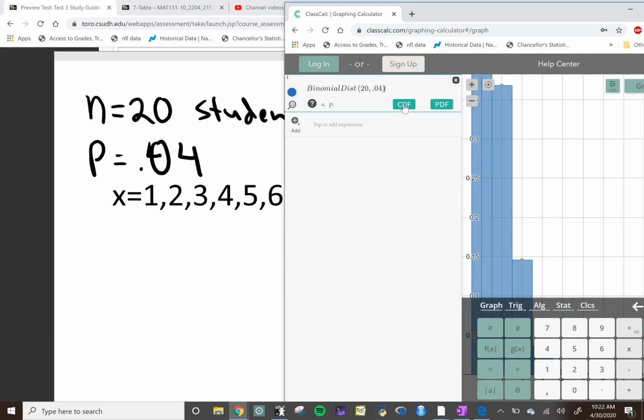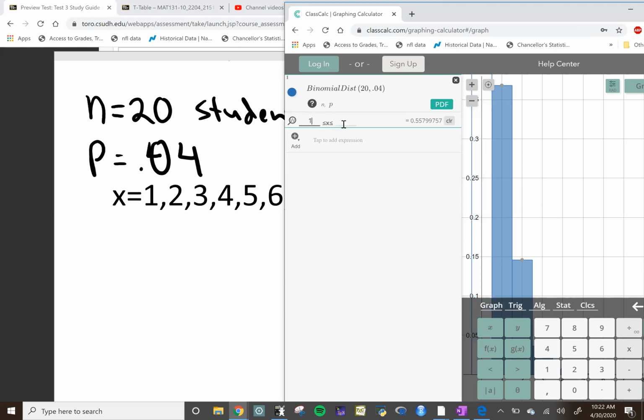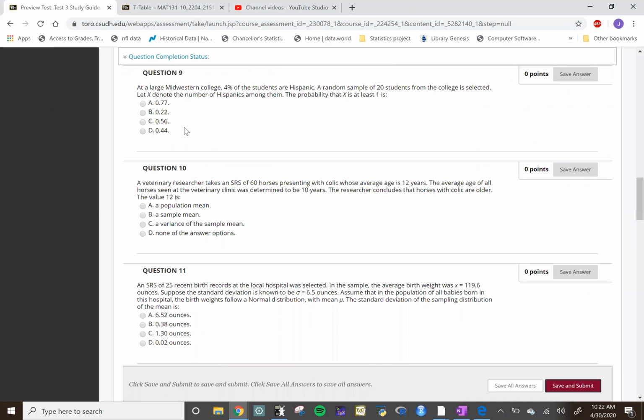And then what we're going to do is just hit CDF. For CDF, we put 1 to 20. So if you do 1 to 20, you get 0.5579, or you could say 0.558. Let me see which option I have to put. Yeah, if you look at it, they put 0.56. So that was it for 9. Any question on how I did 9 on class calc?